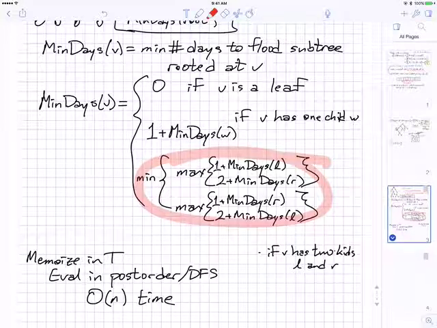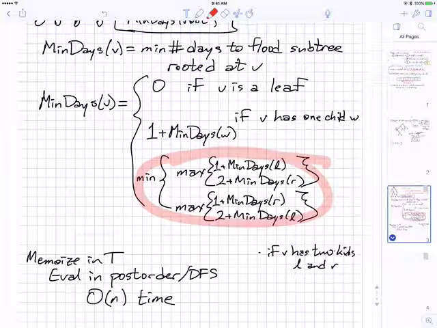Is there anything wrong with just doing 2 plus the max of min days of my left, min days of my right? Yeah, it's possible that that's off by 1. If you just say 2 plus the max of those 2, then technically you're penalizing the sooner subtree an extra day. And if the 2 subtrees in fact would finish at exactly the same time, then you've added 1.